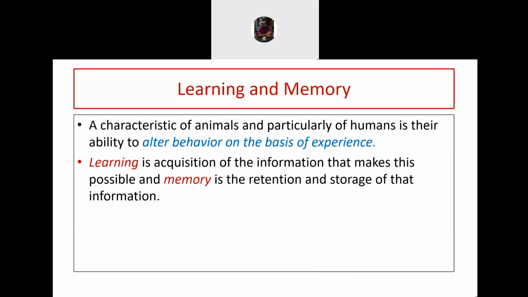In order to do this, we need two particular components. One, we need to learn new information. For example, we need to learn that if you touch a pot of boiling water, it will hurt. So that is an experience, that is a fact. And then that has to be remembered for long enough so that next time when a boiling pot of water is placed in front of you, you don't touch that. So the acquisition of the new information is learning, and retention and storage of that is known as memory.